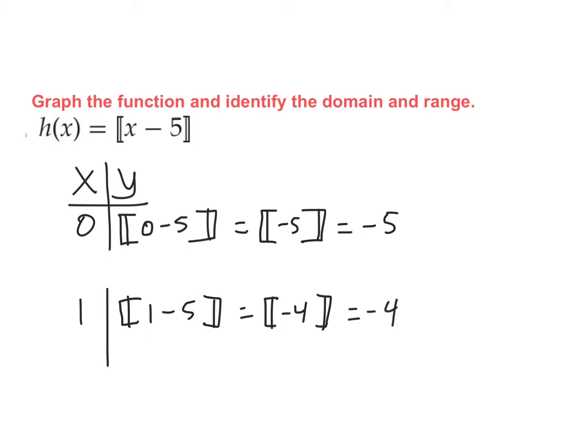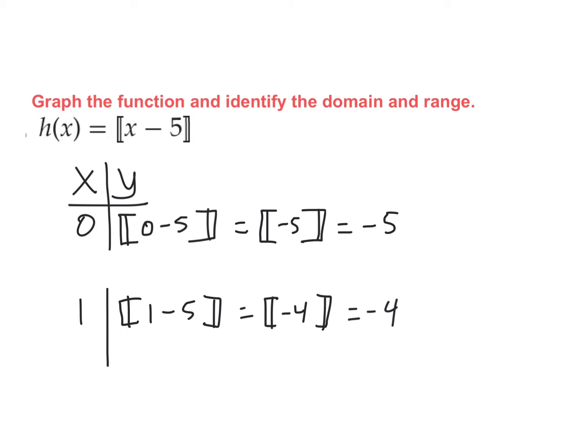Now, I'm going to stop with those two numbers because I want to talk about what happens in between. What I'm going to write down, you can write down if you want, but I really want you to pay attention to what I'm doing. Because what we're going to determine is how long this step is and how the greatest integer function actually works. I'm going to plug in 1/2. Because we know that when x equals 0, h of x equals negative 5.